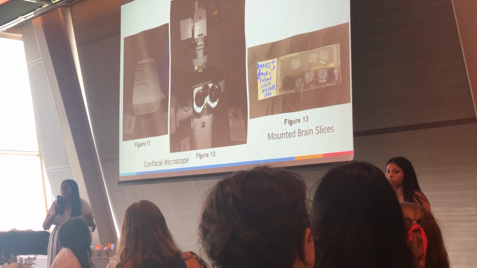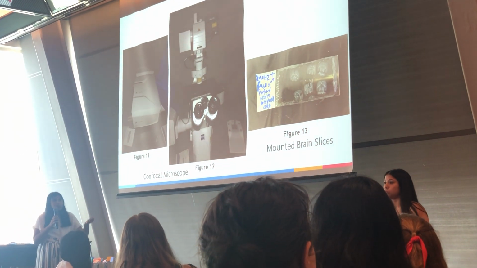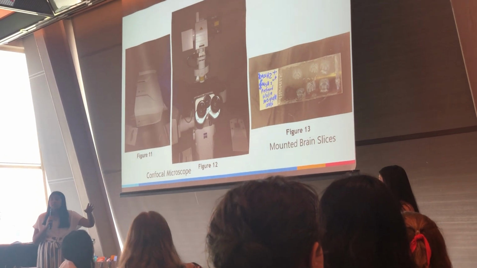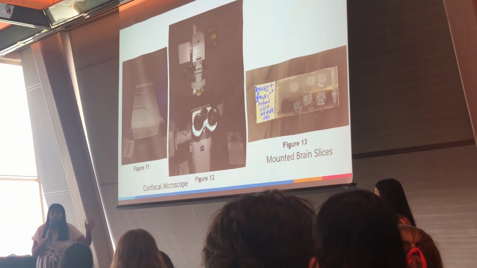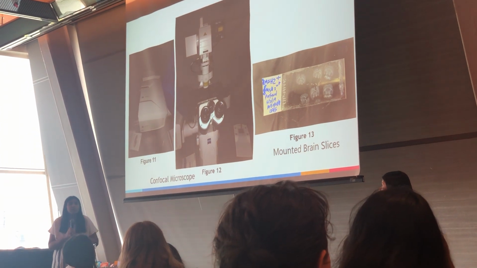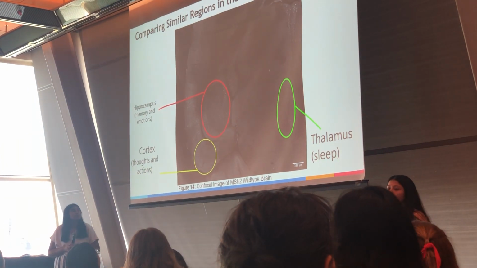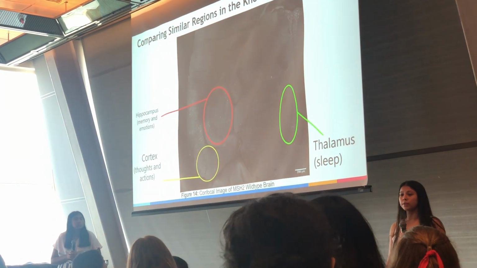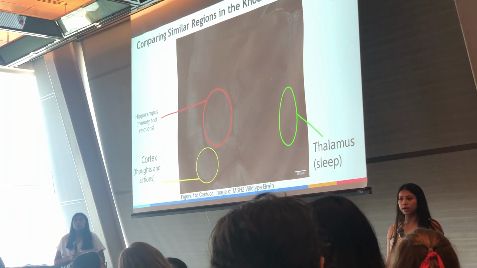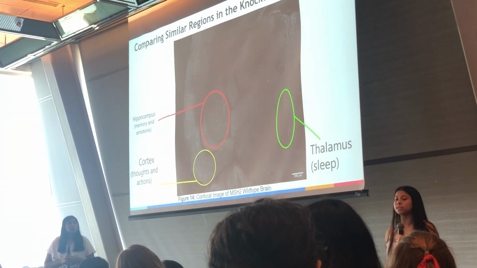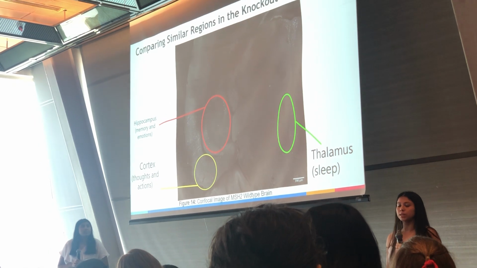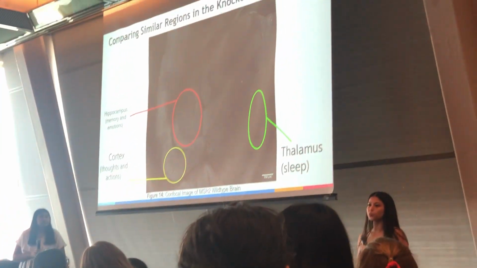So after our immunohistochemical techniques, we were able to mount our brain slices, as you can see in figure 13. We then took one of these brain slices and placed it under the confocal microscope, which used lasers to image them. And here are the 3 parts of the brain that we compared in the knockout and the wild-type mice. So we compared the thalamus, the hippocampus, and the cortex. You may have heard of the cortex being your decision-making part of the brain, and your thalamus is for involuntary actions such as sleep and consciousness, and your hippocampus is where your memory and emotions are stored and developed.